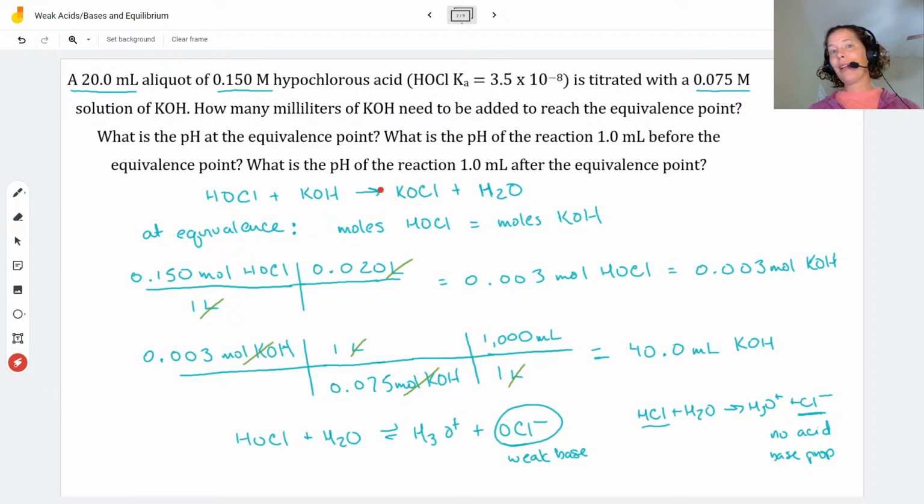Potassium is just totally a spectator ion. It hangs out. It has no acid-base properties. But we do have to deal with the conjugate base of our hypochlorous acid because it does have acid-base properties. It is a weak base.